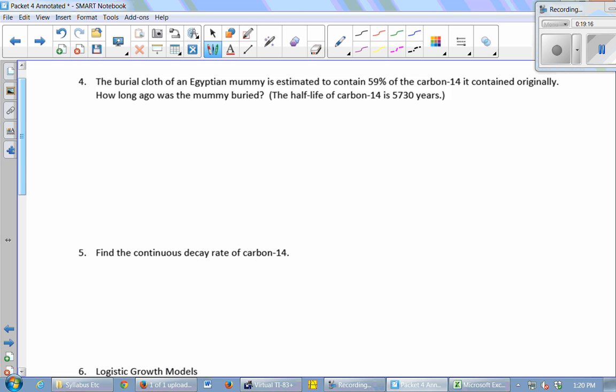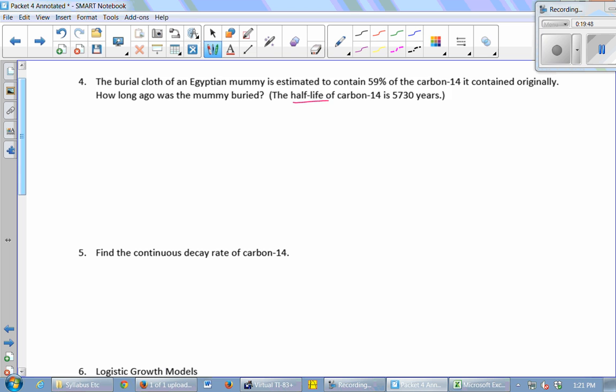So we can tell how old something is by knowing how much carbon-14 it would have had when it was new and looking at how much it has now. For example, an Egyptian burial cloth is probably made of cotton, and we know how much carbon-14 is in brand new cotton. We say, okay, this piece of cotton from ancient Egypt has 59% of the C14 that new cotton has in it.